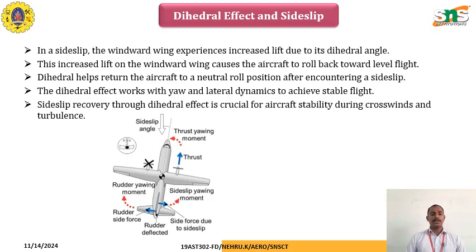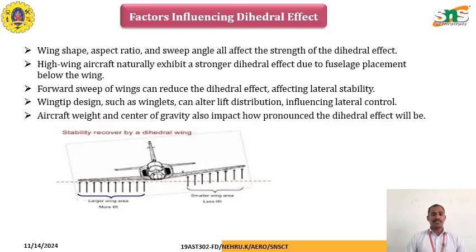The dihedral effect works with yaw and lateral dynamics to achieve stable flight. The side slip recovery through the dihedral effect is crucial for aircraft stability during crosswind and turbulence landing. From the figure, we can see one engine has failed and the other wing is operating, which has produced a side slip, which also makes it start to yaw. This dihedral effect also helps to maintain the stable condition by use of the rudder and the position of the wing in the dihedral effect.